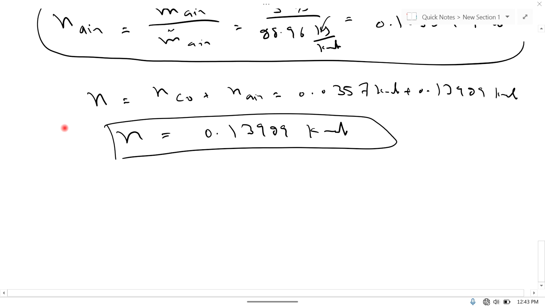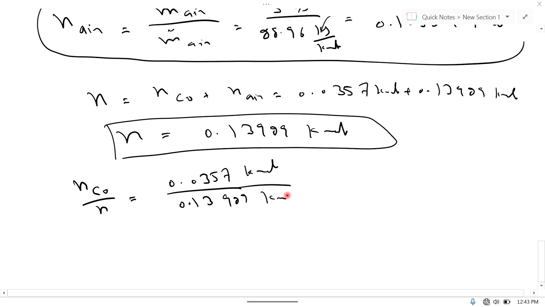Now we can easily find mole fraction. So mole fraction of carbon monoxide is equal to 0.0357, number of mole of carbon monoxide, and total number of mole is 0.13929 kilomole, which is equal to 0.256. We can also find this as percentage. Multiply and divide by 100, 25.6%.